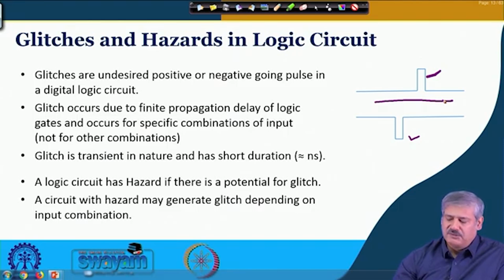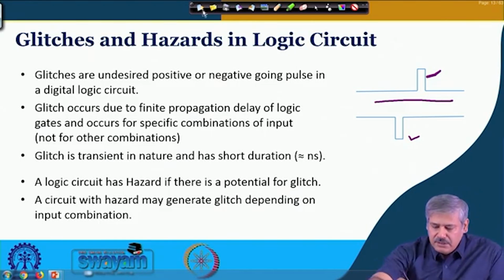And the other definition which we need to take note of is called hazard. A logic circuit has hazard if there is a potential for glitch. So, a circuit which is hazard free, there is no such potential, okay. There is no such combination at the input changes for which glitch will occur. So, that is a completely hazard free circuit, okay. And a circuit with hazard may generate glitch if those specific input condition or the pattern is presented, okay. So, this we take note of, right, and then we shall look into examples.